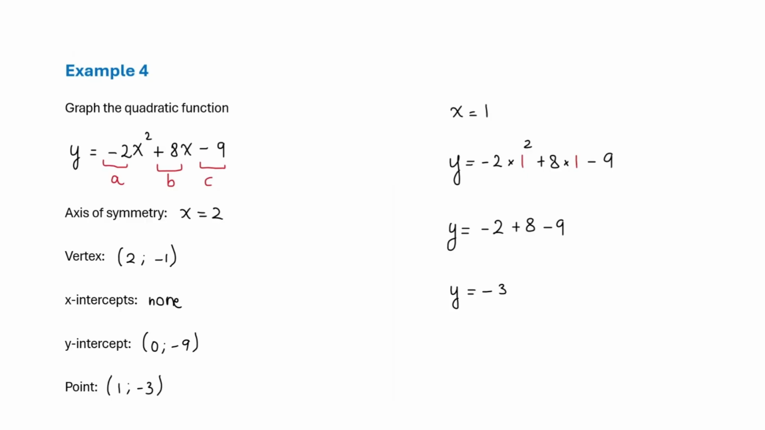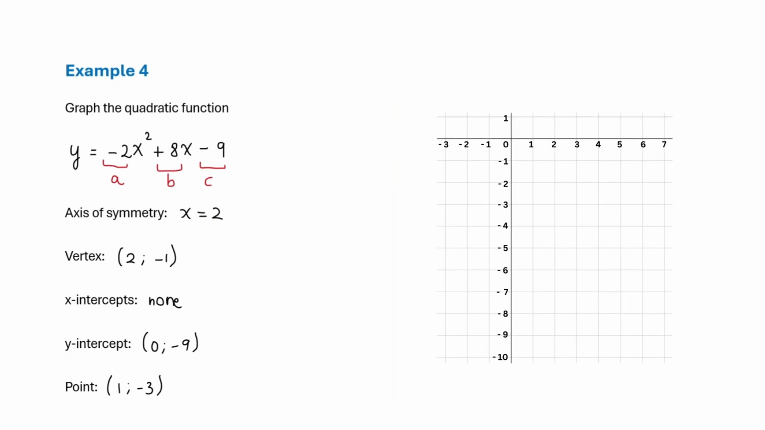We can use these points to draw the final graph. Begin by plotting the axis of symmetry, which is the vertical line x equals 2. Then plot the vertex at the point 2, negative 1. Next, plot the y-intercept at 0, negative 9. This point is 2 units to the left of the axis of symmetry, so its matching point is 2 units to the right at 4, negative 9.